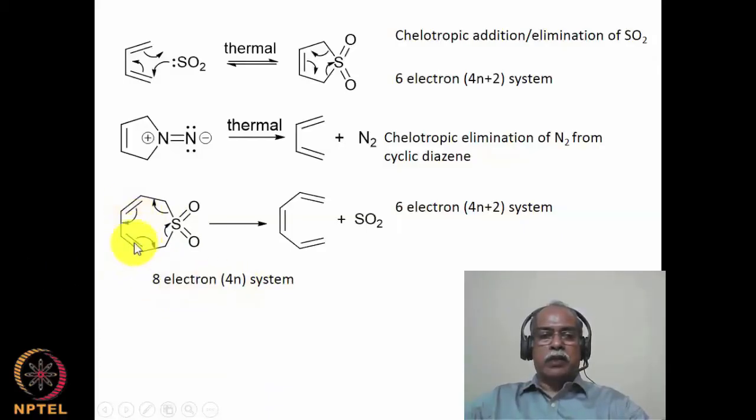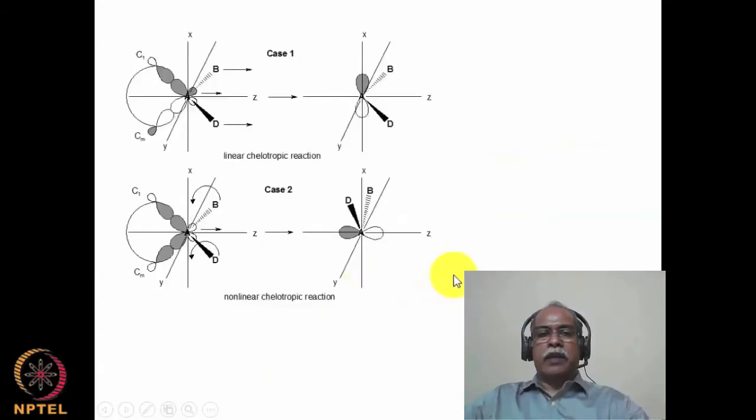4 pi electrons, which are these 2 pi electrons and these 2 pi electrons, and 4 sigma electrons, 2 of this sigma bond and 2 of the other sigma bond, are involved during the course of the cheletropic elimination of sulfur dioxide. Once the sulfur dioxide is eliminated, the reverse reaction does not take place. So this reaction is also not a reversible reaction involving an 8 electron system in this case.